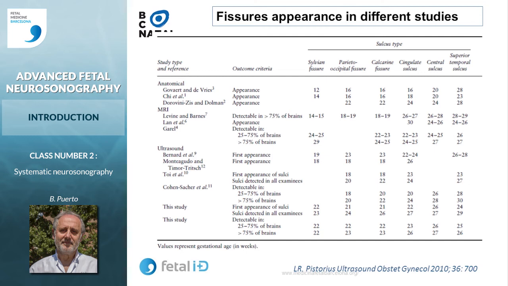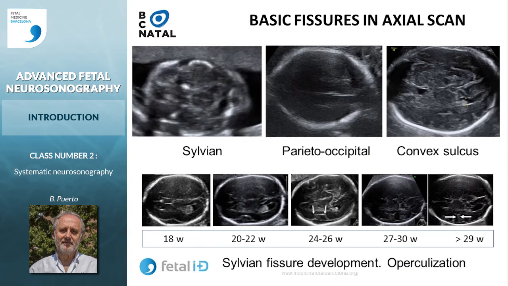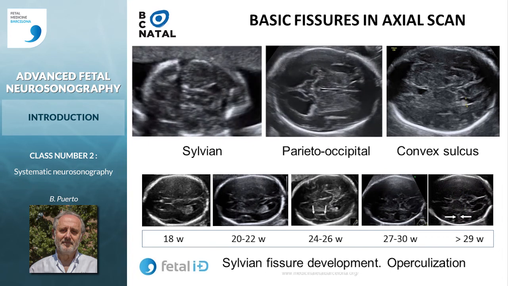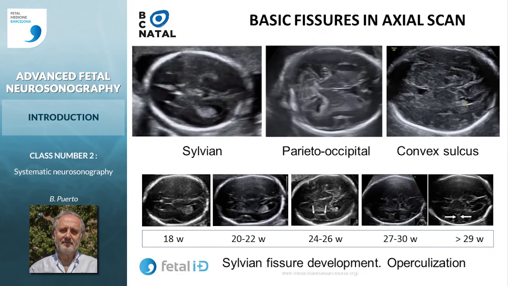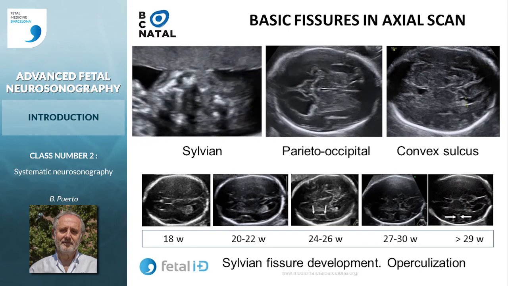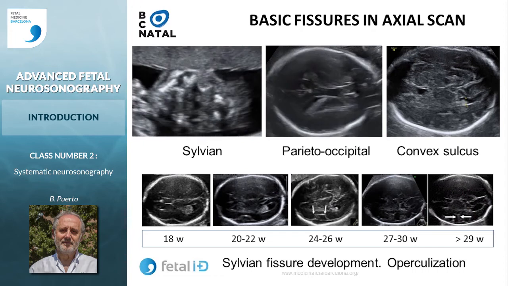With this slide, we can see the different gestational ages at which we can start to think there is a problem with the cortical development. We have to know that there could be individual variations. The Sylvian fissure can be seen in the axial and coronal sections. The parieto-occipital fissures can be seen in an axial section in the posterior part. In the sagittal and axial sections, convex sulci start to appear at 27 weeks. These are the ones that should always be assessed in the basic scan.